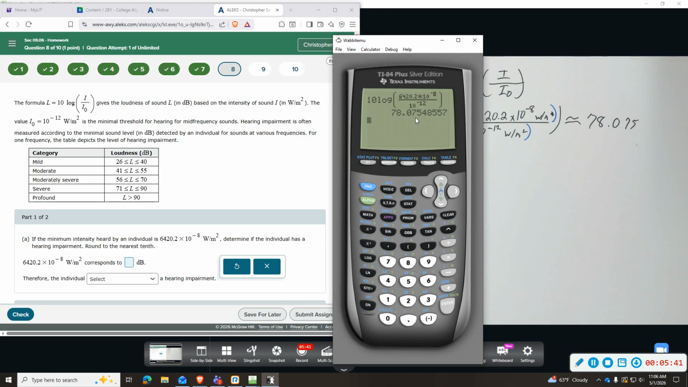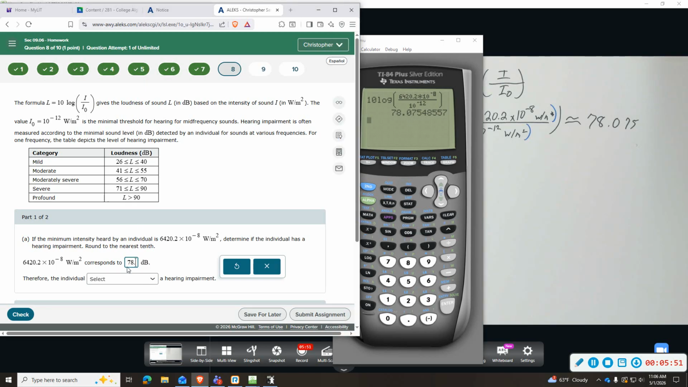It doesn't say. No, it does. Round to the nearest tenth, 1 decimal place. So 78.1. And so 78.1 would fall into this range. That would be severe as far as the impairment. Mild, moderate, moderately severe.